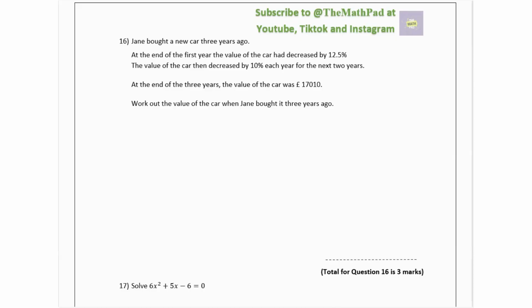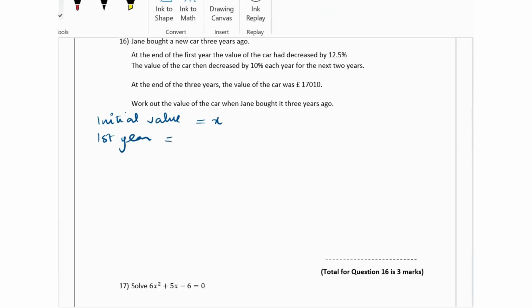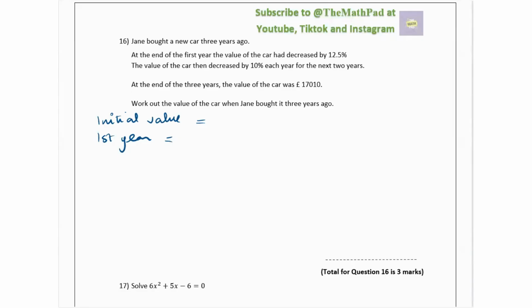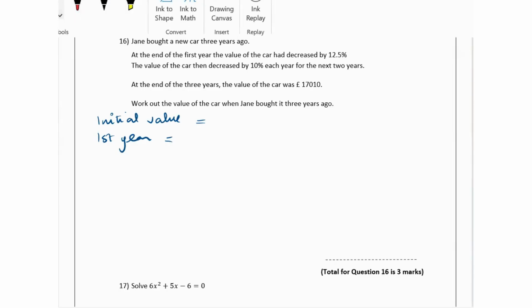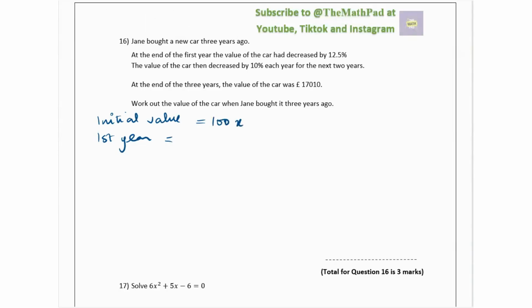So let's say the initial value is X. So at the end of the first year, the value decreased by 12.5%. So first year, if it's decreased by 12.5%, let's call this actually 100x. Yeah. Initial, the value is 100x. So if it's decreased by 12.5%, that means it's going to be 87.5x at the end of the first year.